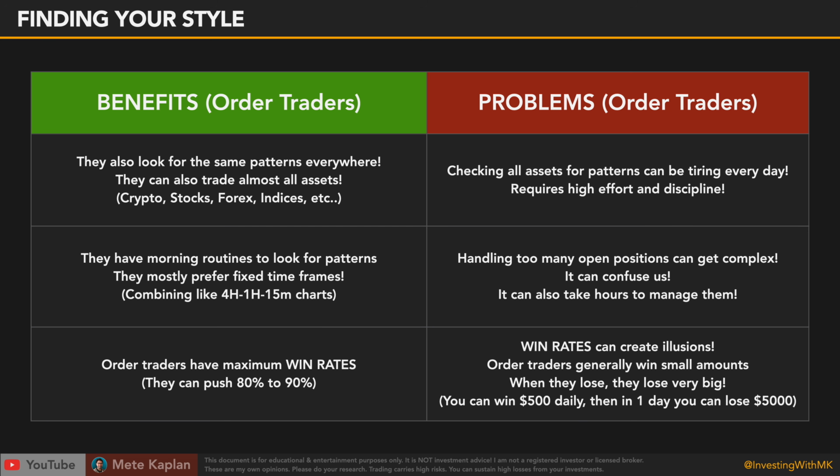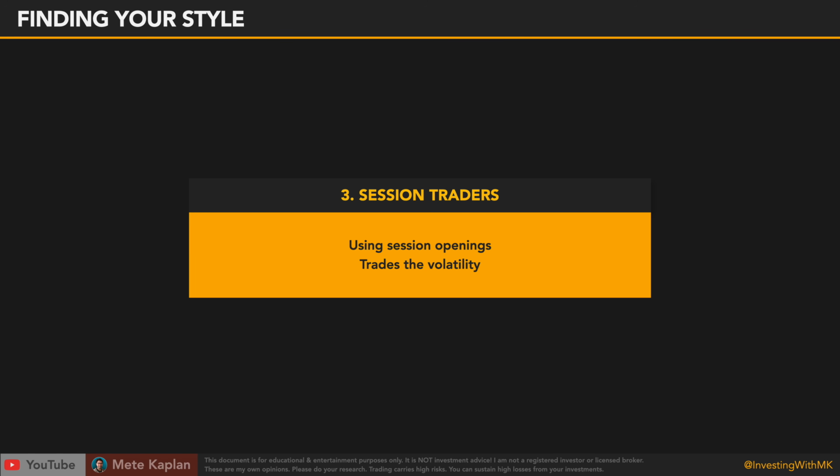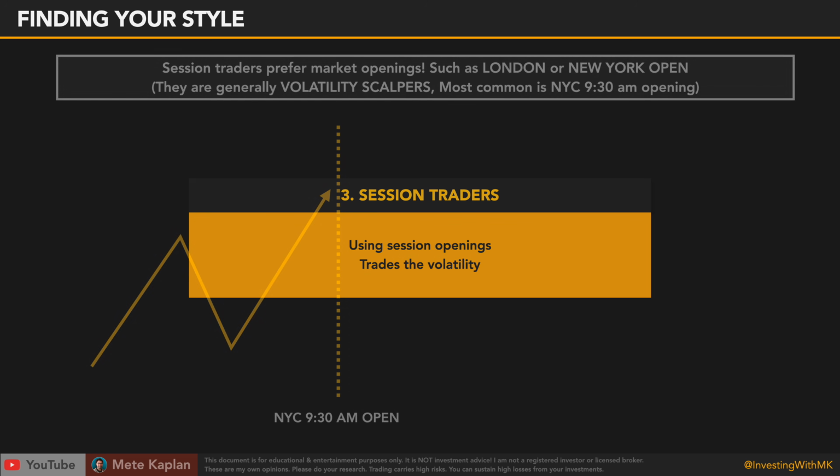When you see order traders, you will notice that they have like crazy win rates, like 80-90% win rates. However, this is mostly an illusion, since they have very small positions without hard stop losses. They generally tend to make small gains, but when they lose, they will lose quite a large amount. You can make like $50 every day for 2 weeks, but you can lose $5,000 in one single day with bad management of orders. Our last type is session traders. This is one of the most common traders in the world.